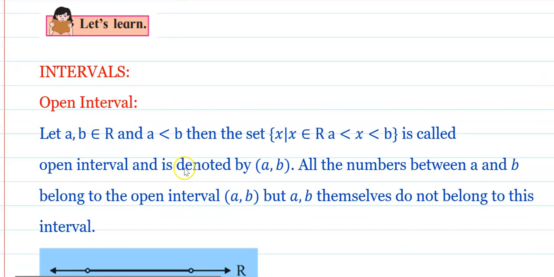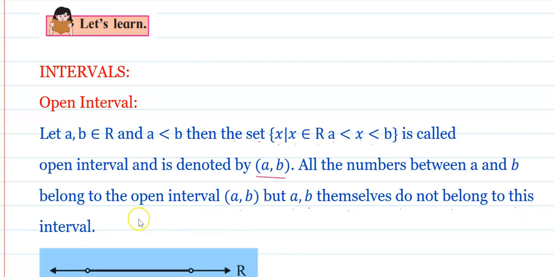Now let's learn what is next: intervals. Open intervals. Now see this. a, b belong to the set of real numbers and a is less than b. Then the set {x : x belongs to the set of real numbers and x lies between a and b} is called an open interval, and it is denoted by this type of open bracket. All the numbers between a and b belong to the open interval, but a and b themselves do not belong to this interval.